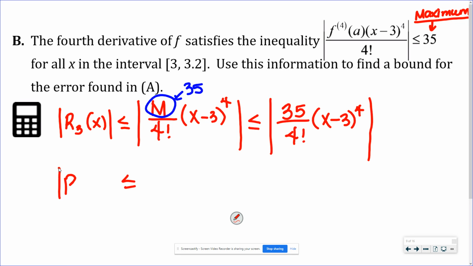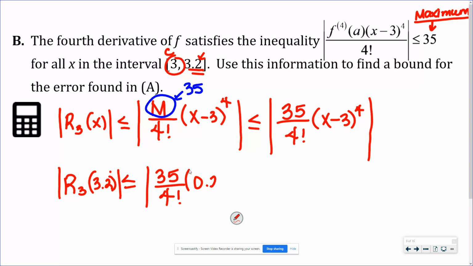Now we're going to evaluate by plugging in 3.2. Okay, the 3 in the polynomial, by the way, is the center value of the polynomial, and this is the value that you're estimating at. So 3.2 is what you are plugging in. So you're going to use your error formula, and you're going to plug in 3.2 in place of x, which would give you 0.2 in the parentheses. And then you're going to go to your calculator for it to do the rest. So the calculator should tell you 0.00233. That is your error, okay?